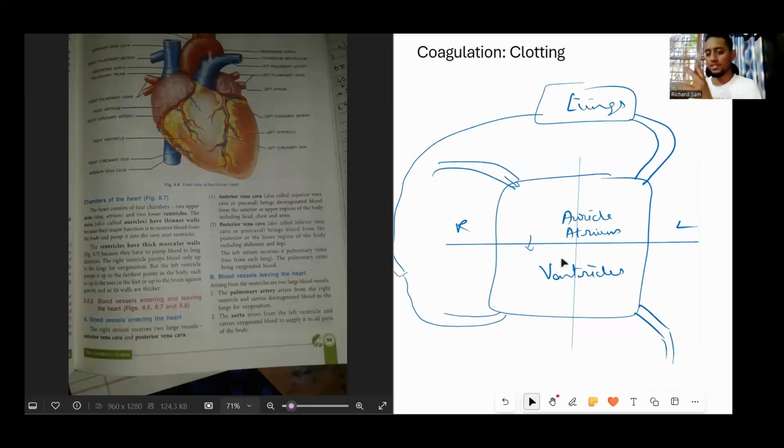So there are two circulations. One circulation is between the heart and the lungs, that is called the pulmonary circulation. The word pulmonary means lungs. Anything to do with lungs is called pulmonary. So one circulation between the lungs and the heart is called pulmonary circulation, and the second circulation is the main one, which goes to the whole body and comes back to the heart. That is called systemic circulation.